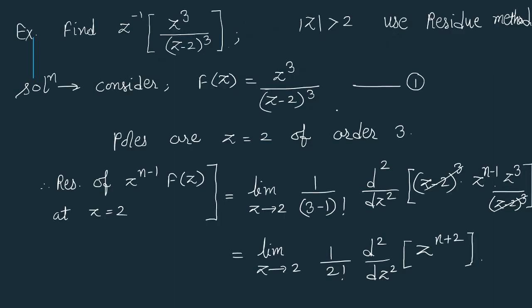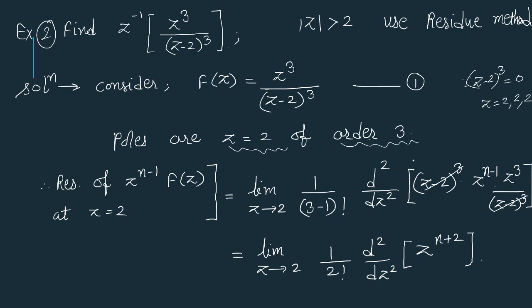Now we discuss another example, example number 2. Find the Z inverse of z cube upon z minus 2 whole cube. Here the region of convergence is mod of z greater than 2. Use residue theorem. Now here we consider this F of z, which gives equation number 1, and we find the poles of this integrand, that means z minus 2 whole cube equal to 0. Therefore z equal to 2, 2, 2, of order 3. Therefore the pole is z equal to 2 of order 3.